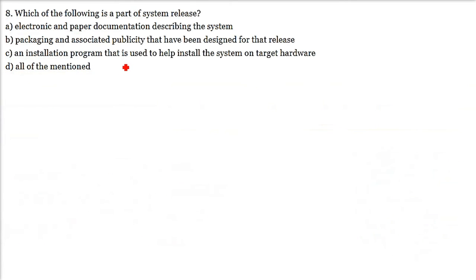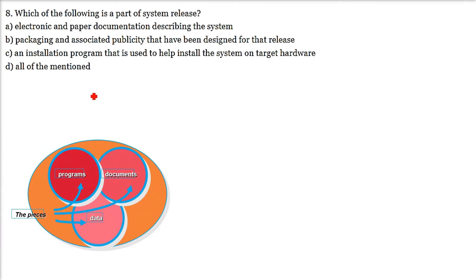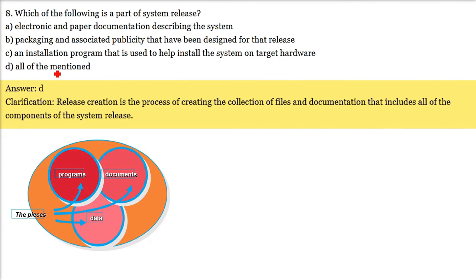Which of the following is a part of system release? So in system release, everything is given. So electronic and paper documentation which describes the system. This is the release part. Then we have the packaging and associated publicity that have been designed for that release. This also comes under this. An installation program that is used to help install the system on target hardware. This also comes here.